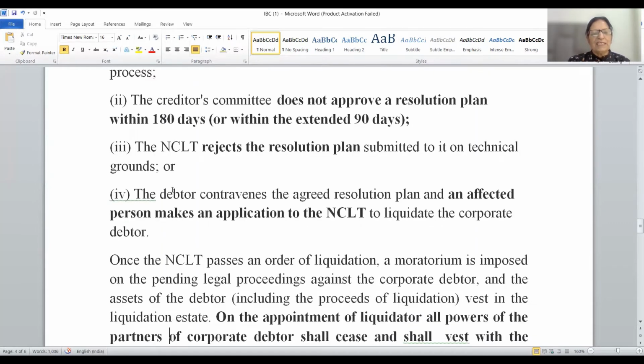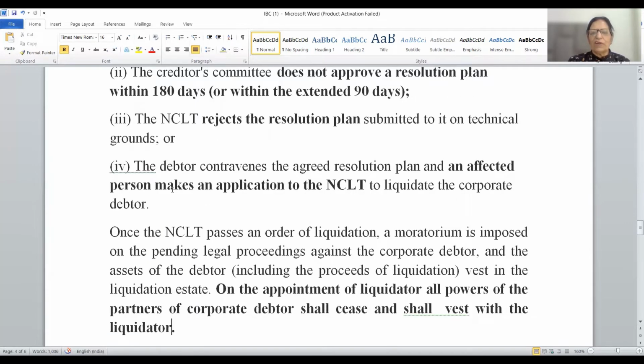Once the NCLT passes an order of liquidation, a moratorium is imposed on the pending legal proceedings against a corporate debtor, and the assets of the debtor, including the proceeds of liquidation, vest with the liquidation estate. On the appointment of the liquidator, all powers of the partners of the corporate debtor will cease and shall vest with the liquidator.